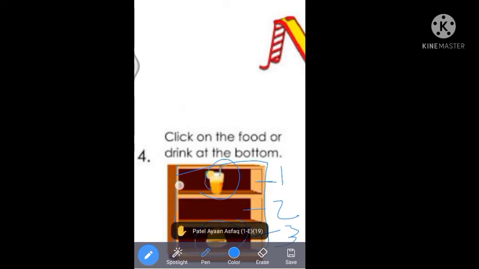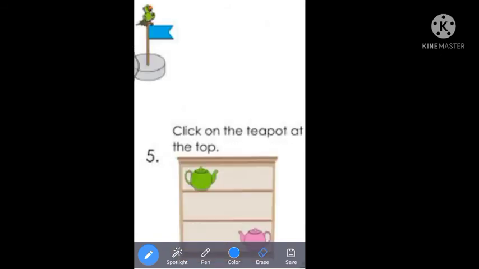Right? So that means this drink is at the top of the shelf and this burger is at the bottom of the shelf. So we have to find out the thing, drink or food, which is at the bottom. So what answer do we get? This burger. So I am putting a circle on the burger. Clear, everyone?